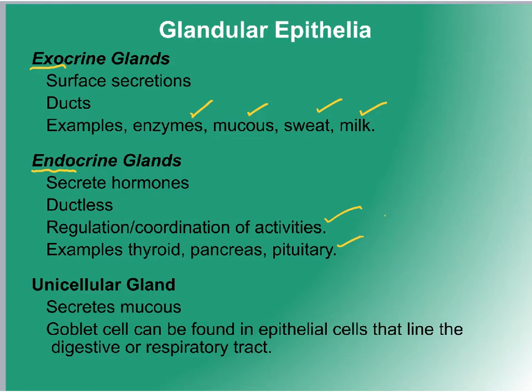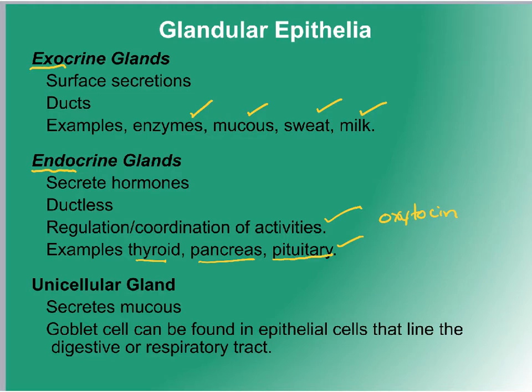So for instance, oxytocin is one of the hormones that induces labor or induces contractions of the uterus during childbirth, but it's secreted at the base of the brain. That hormone, oxytocin, then makes its way into the bloodstream and causes contractions of the uterus. The thyroid gland and the pancreas are also examples of endocrine glands.